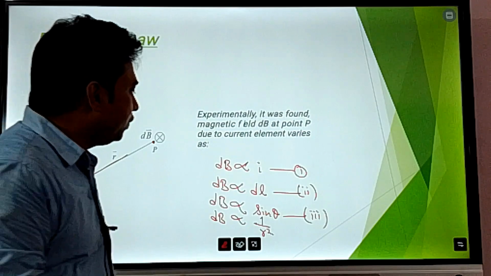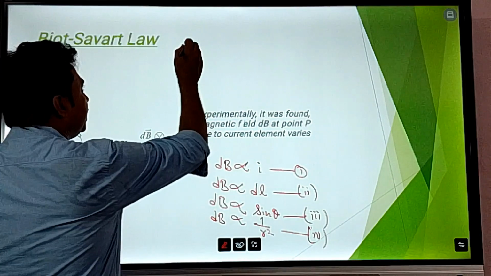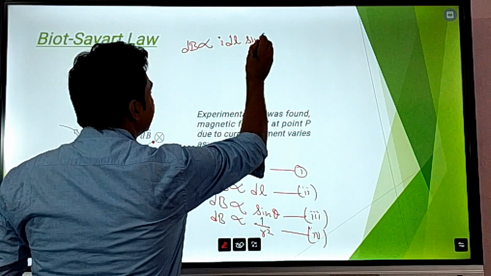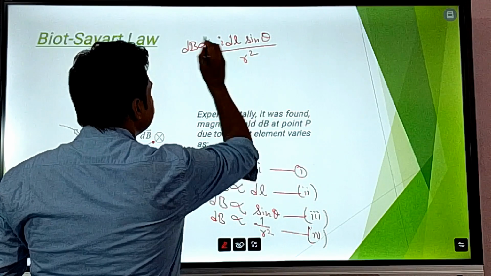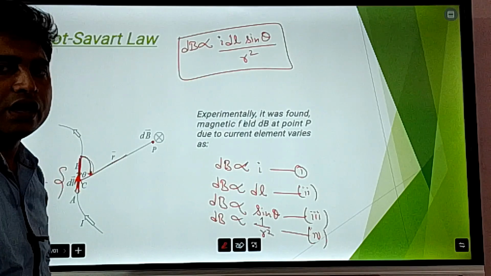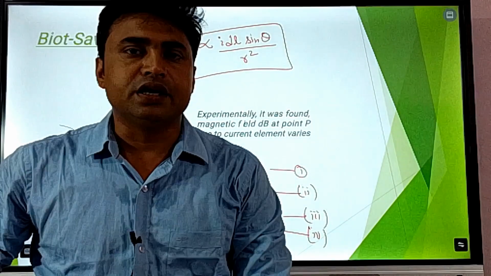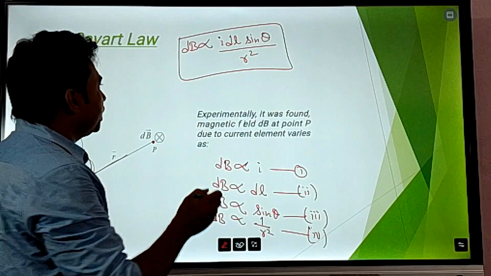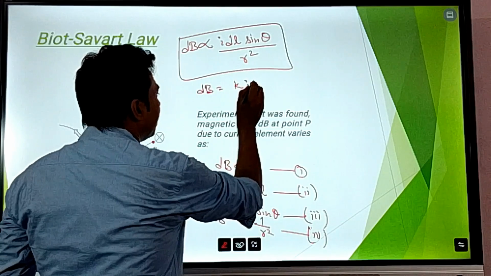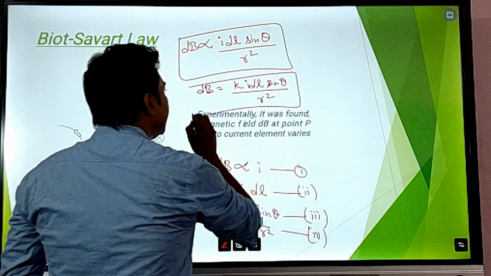So combining all these four relations, we get that dB is directly proportional to I dl sine theta by r square. That is, dB equals I dl sine theta by r square. Now in order to remove this proportionality sign, we have to introduce a constant. Let k be the constant. So dB becomes k I dl sine theta by r square. This is the Biot-Savart law.